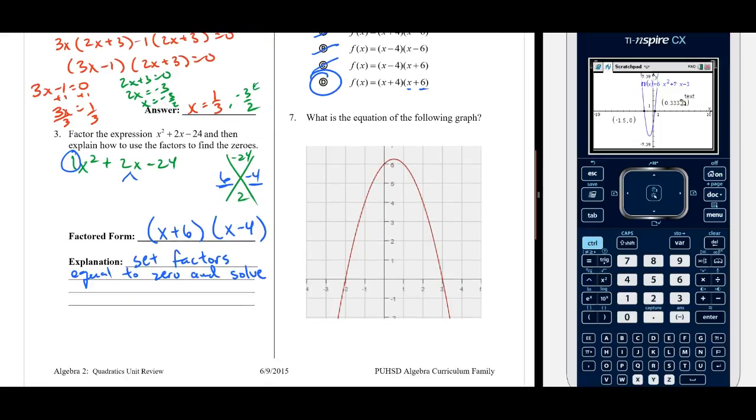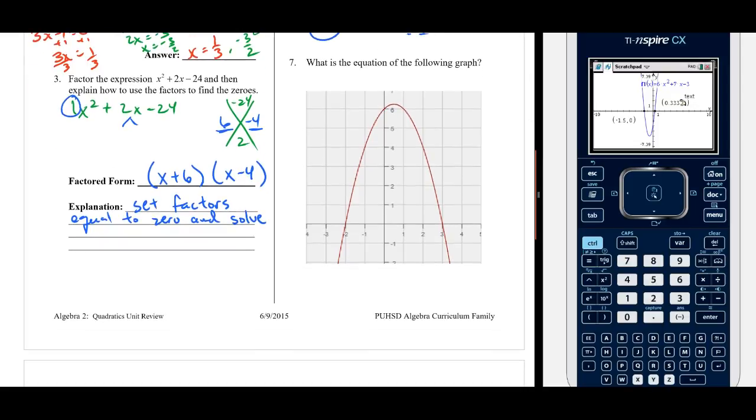7. What's the equation of the following graph? Probably the easiest way to do it, start with factored form. Y equals, I'm looking for two factors. We know that factors are the zeros, and the zeros are where it crosses the x-axis. So my zeros are at negative 2 and positive 3. So my factors are x plus 2 and x minus 3.